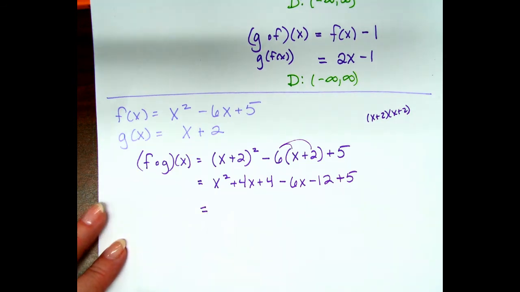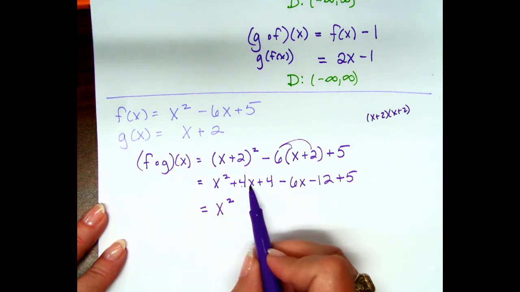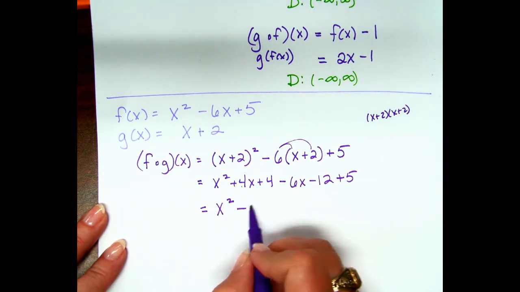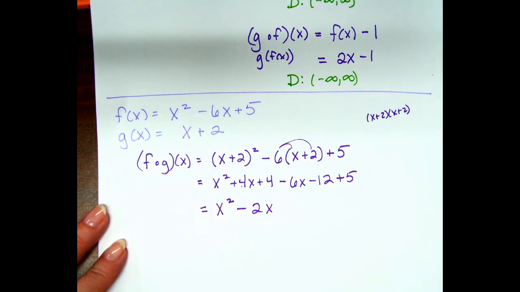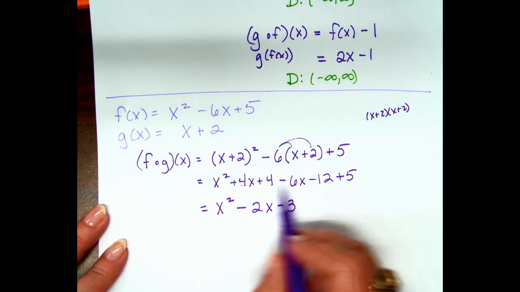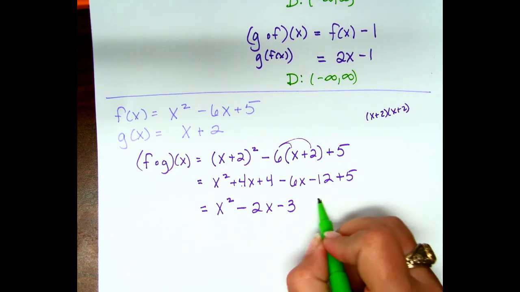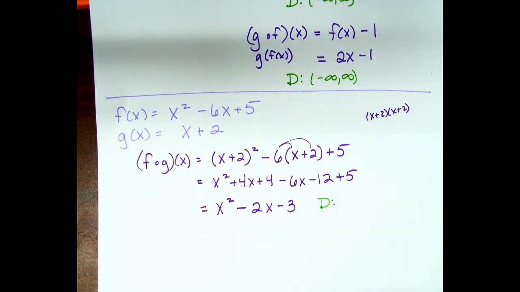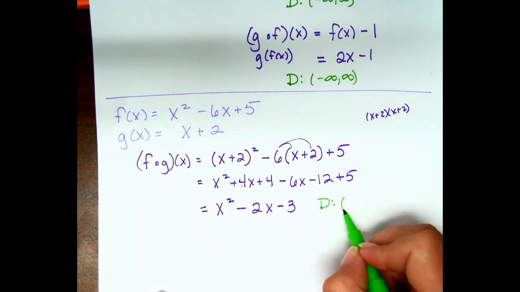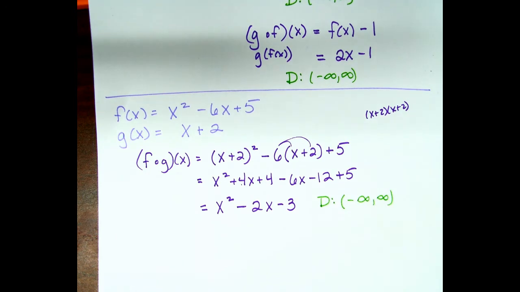So when I simplify that, I get x squared. I got a 4 and a negative 6, so minus 2x. Then 4, negative 12, and plus 5, so minus 3. Domain. What shape is this? Parabola, so the domain is all reals.